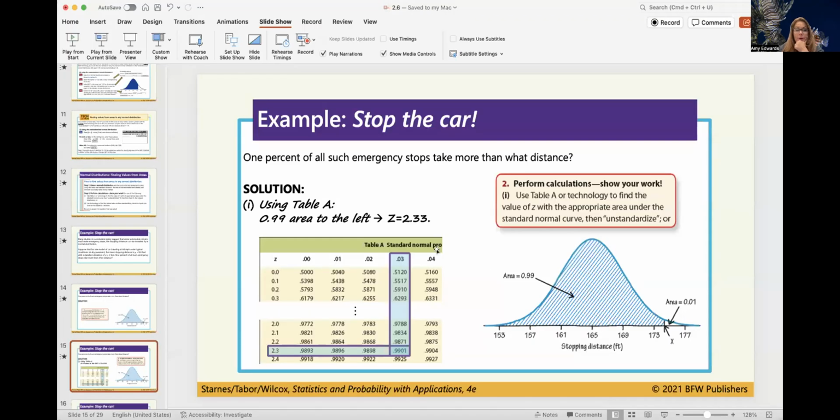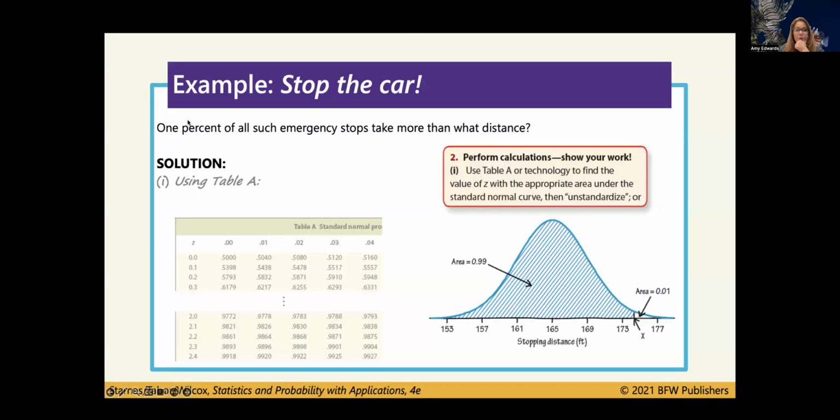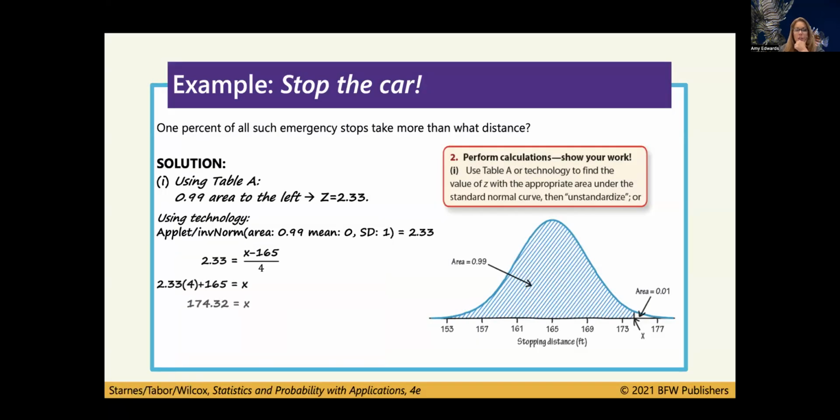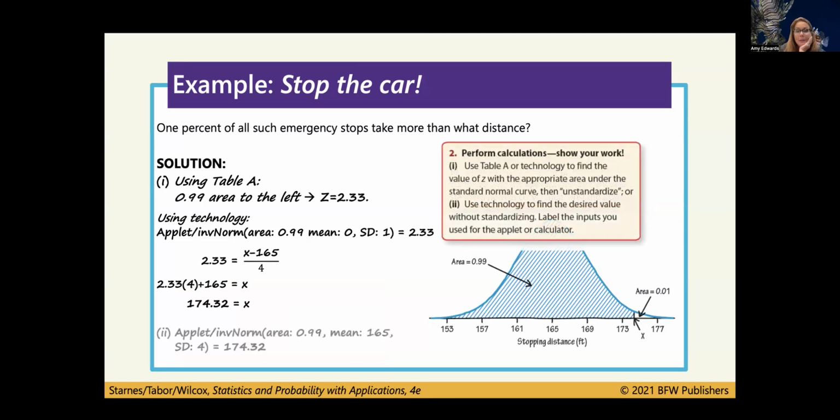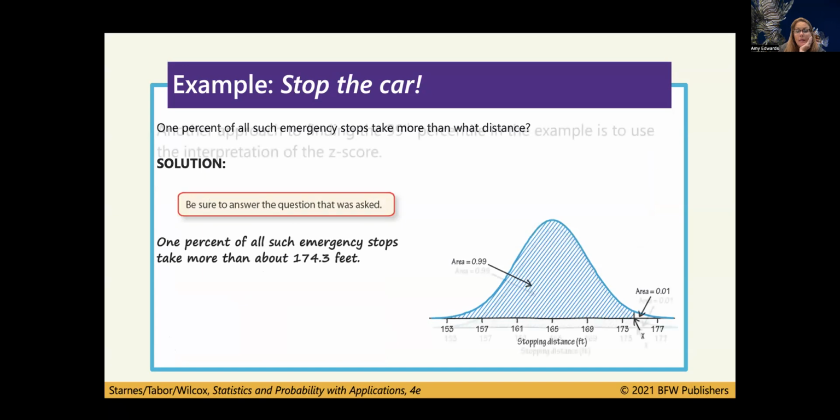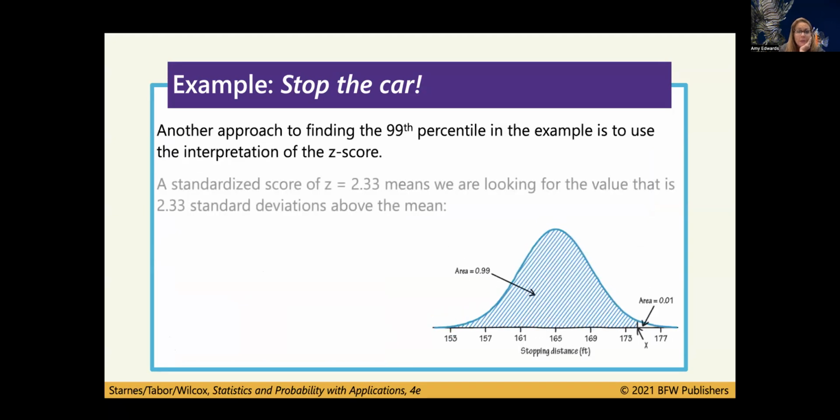Now let's go back to the PowerPoint. And so here they're doing the table. They're doing all this crazy stuff. We're not going to do the table. We're going to do what I just did. And look, isn't that the exact same answer I just got? At 174.32 feet, 1% needed more than that. And you would interpret it by saying 1% of emergency stops needed more than 174.3 feet.